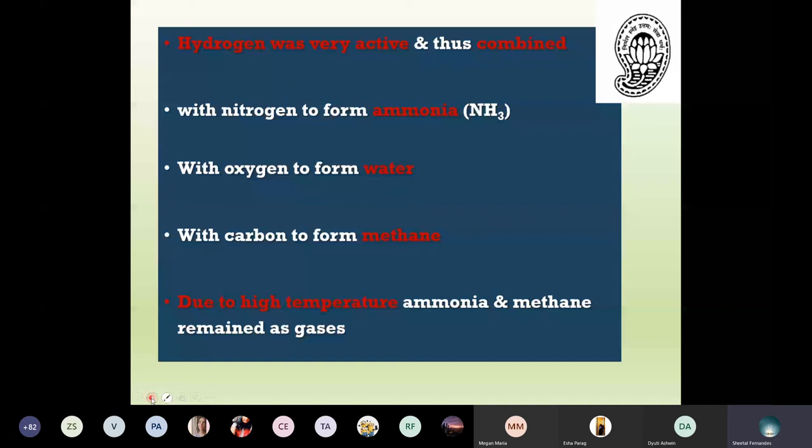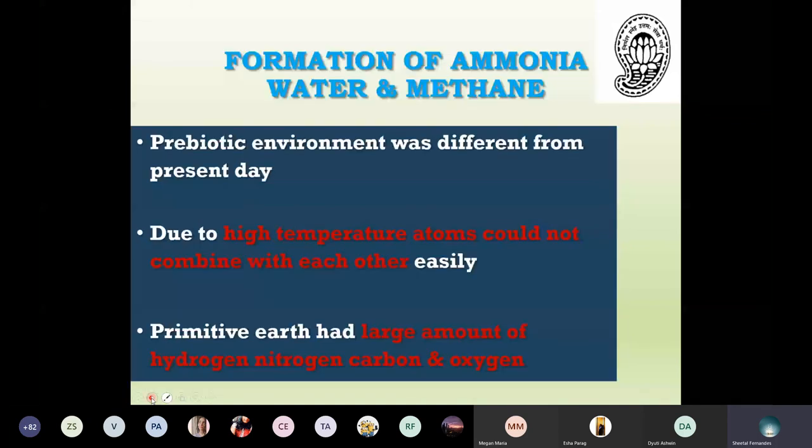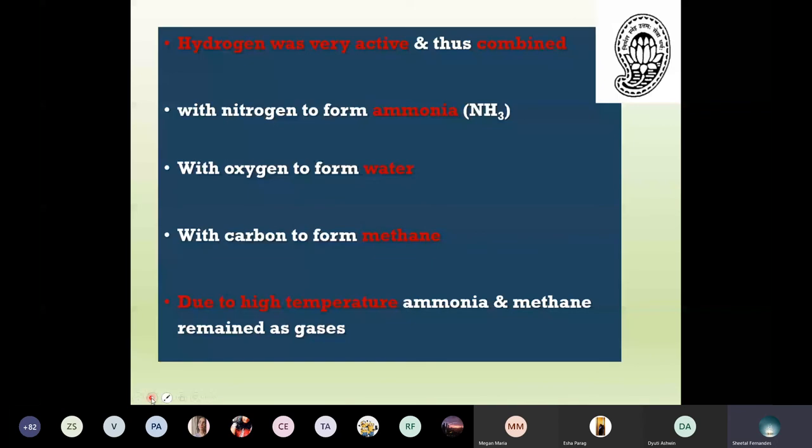Friendship happened with oxygen, forming water. Friendship happened with carbon, forming methane. So hydrogen, being a very active component, started reacting with nitrogen to form ammonia, oxygen to form water, carbon to form methane. Thereby, formation of ammonia, water, and methane were all possible because of its chemical reactions, because of which we are studying it under chemical evolution of life.